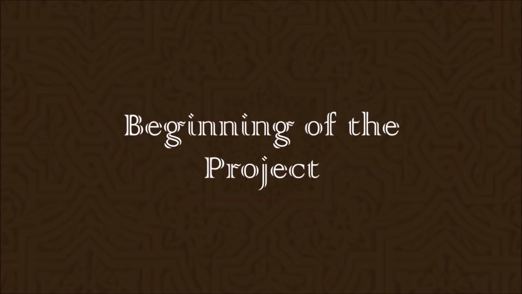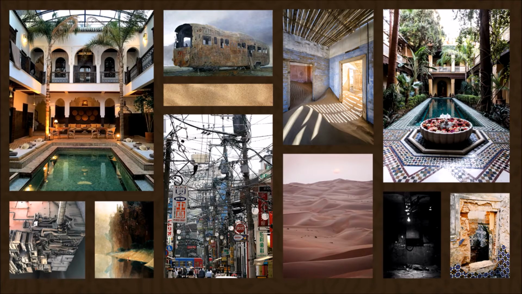In the beginning I started collecting references from various sources and created this mood board which shows all the elements that I wanted to have in my project. So we have the traditional riad house in Morocco, which is a courtyard-centered house. Then we have an element of desertification because of climate change, which causes places to be covered in sand, and also a lot of chaotic technological elements retrofitted into places.